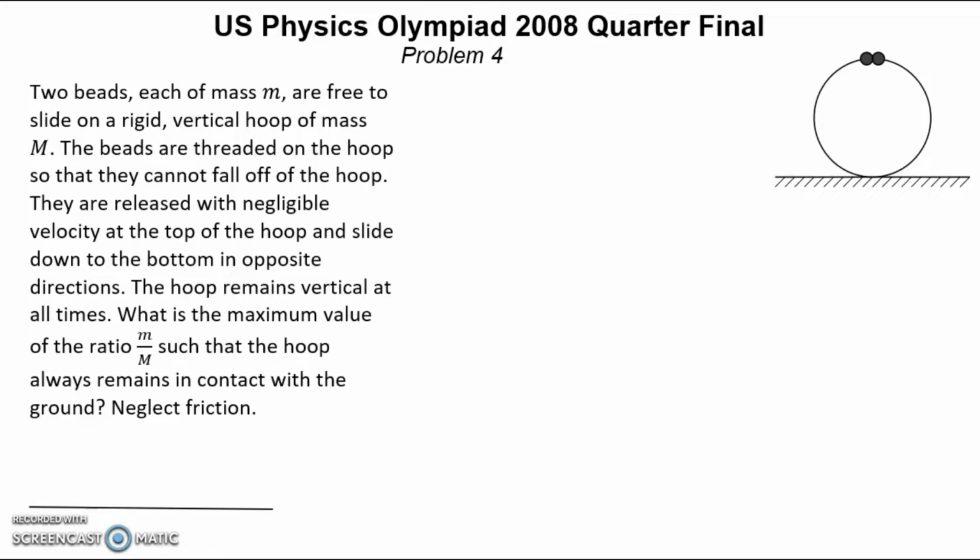What is the maximum value of the ratio small m over big M such that the hoop always remains in contact with the ground? Neglect friction.